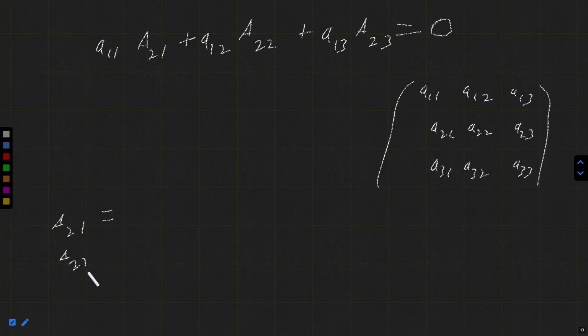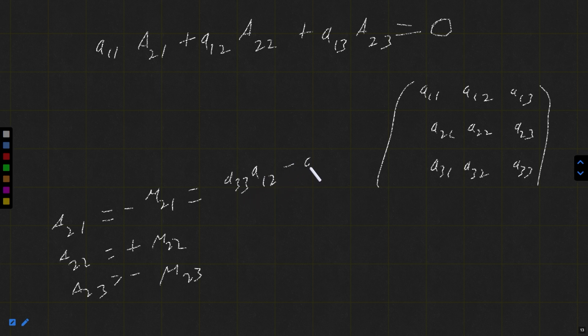A21, A22, A23. So A21 will be minus, it will be plus, it will be minus, as you can see, 2 plus 1 will be 3, then 4 and 5. So it will be M21, M22, M23. M21, eliminate second row and first column. So this will be A12 A33 minus A32 A13. Using the extra minus, you will have this. Okay, so far so good.